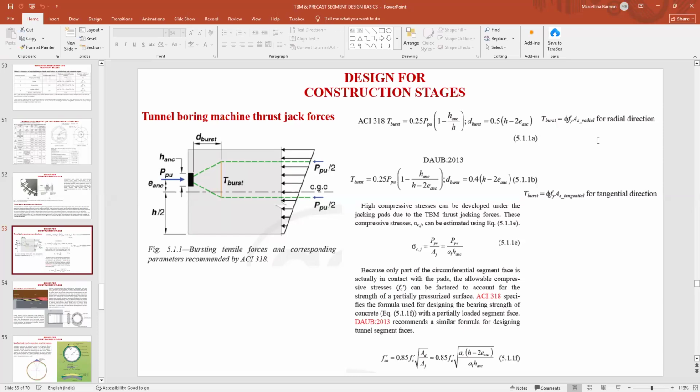In this segment arrangement, as I told you earlier, there will be two types of reinforcement: one is longitudinal, one is circumferential. So there is the main bar, there is the secondary bar, then there are the stirrups. Apart from this, we are providing additional bars. One is for when the segment is being lifted, then we are providing additional chair bars. Another type we are providing at the trailing edge or the leading edge where the segment is coming into contact with the TBM jacks. This is the additional reinforcement.